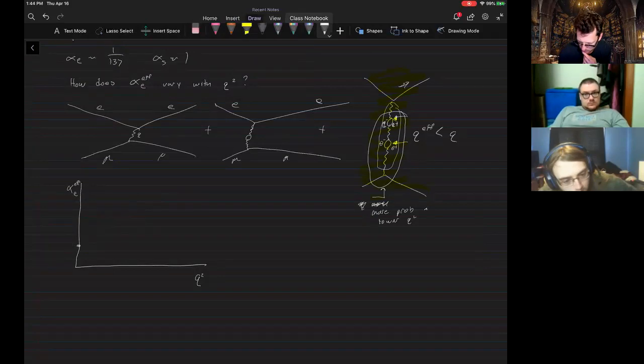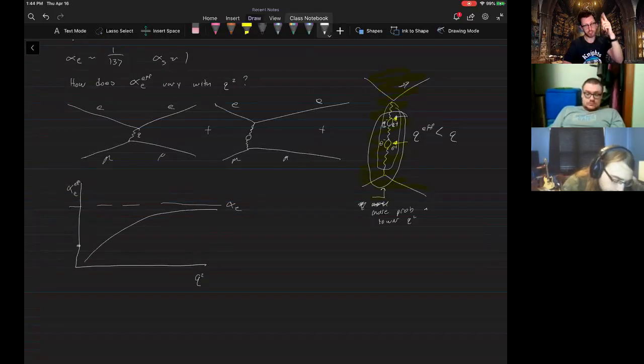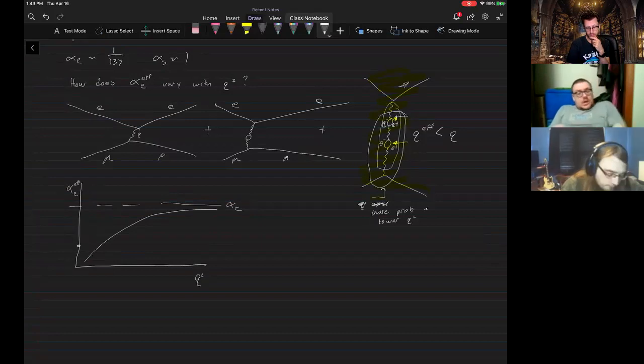At high Q squared, this better be approaching alpha E, the bare charge, and it's going to ramp up as Q squared goes down. It's going to ramp up something like this and have an asymptotic behavior. So for really high energy exchanges, alpha E is sort of growing here. And for really low energy exchanges, somehow the effective charge is altered by these vacuum polarizations.